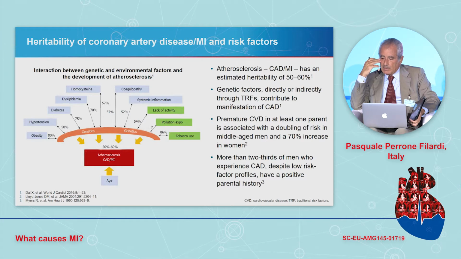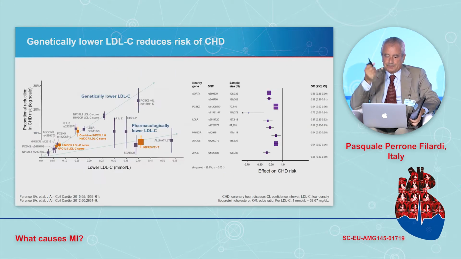So familiarity, the family history, and we heard this morning reinforcing the need for a very careful anamnestic contact with the patient, and his family history is very, very important. And more than 2/3 of men who experience coronary artery disease despite a low risk factor profile, meaning very well controlled traditional risk factors, have a positive parental history when we look for it carefully. So this is, I think, important even for a practical way of addressing our patient.